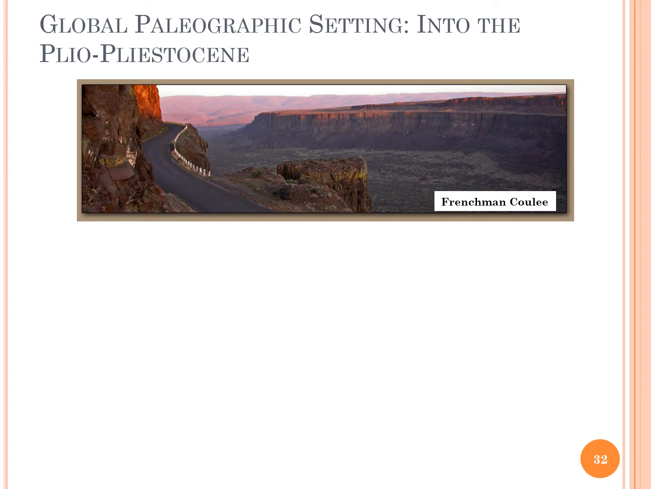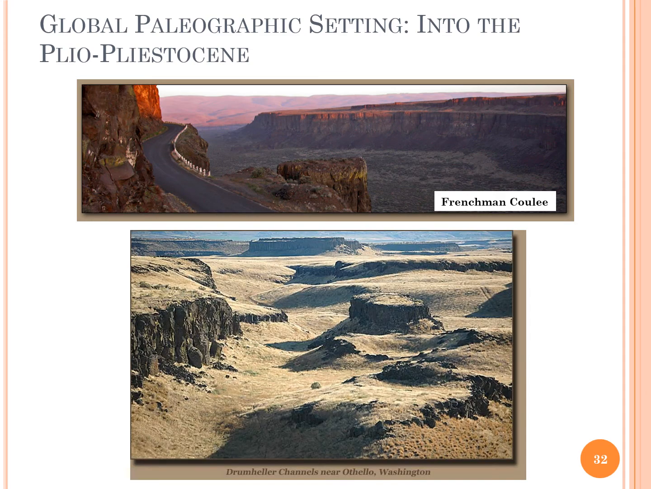Now here's a picture of some of the more famous ones: Frenchman's Coulee and some channels near Othello, Washington, in eastern Washington, actually more towards up around the town of Othello. But here you can just get a sense of the deep valleys that these Missoula floods must have created. And these were carved out very quickly over the space of a few years to maybe a few tens of years. As these massive floods came down, they would have been truly unworldly.